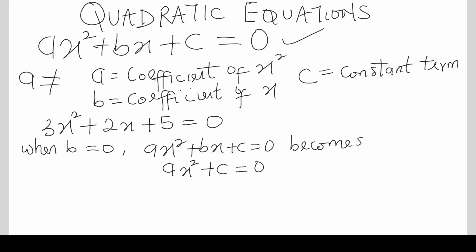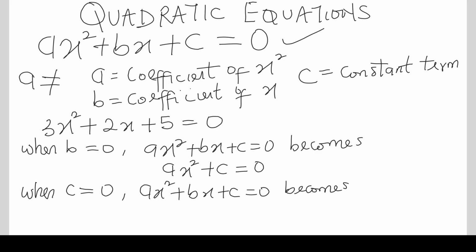Also, there are times when c becomes 0. When c is equal to 0, the quadratic equation ax squared plus bx plus c equal to 0 becomes ax squared plus bx, of course plus 0, but I don't need to write it, equal to 0. So it is reduced to ax squared plus bx equal to 0. This is another format of quadratic equation that you can see.